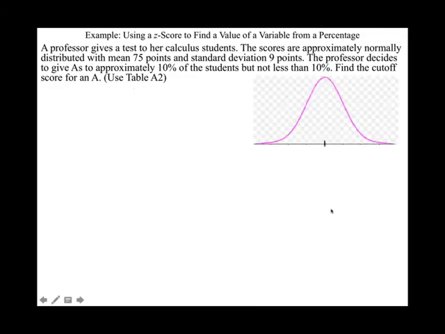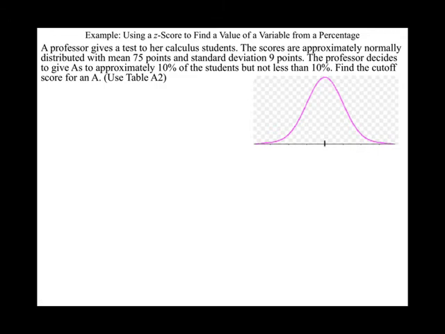Another example. A professor gives a test to her calculus students. The scores are approximately normally distributed with a mean of 75 points and a standard deviation of 9 points. The professor decides to give A's to approximately 10% of the students, but not less than 10%. Find the cutoff score for an A. This example will use table A2, the z-score table. So let's sketch the picture.